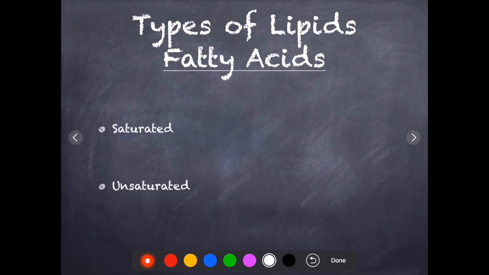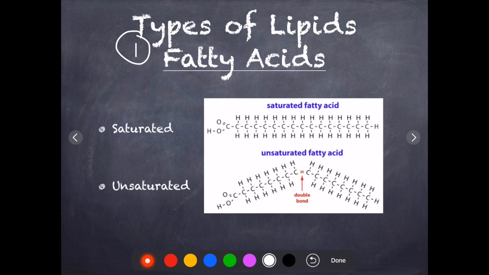All right. Now, we have 2 types of fatty acids. This is the first type of lipid that we have. We have saturated and unsaturated. Let's look at this picture here to describe it. I always tell the kids to look at one of the carbons, and you'll notice how many bonds does this carbon have.